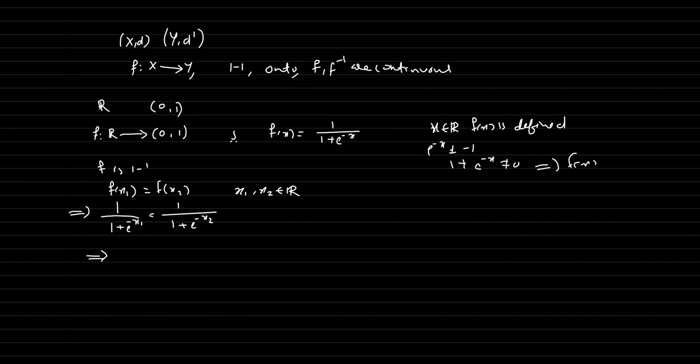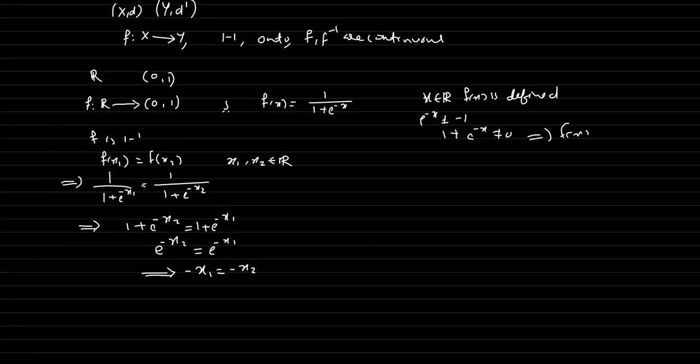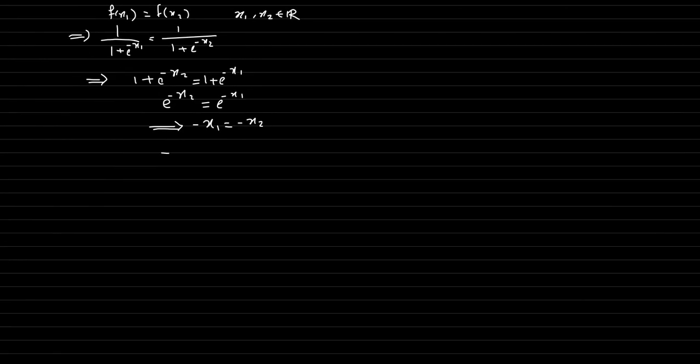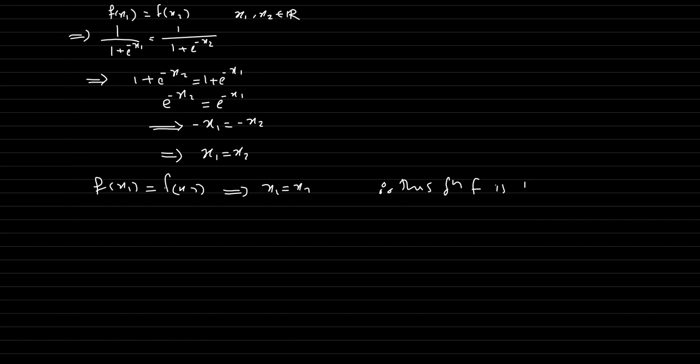And this implies 1 plus e raised to minus x2 is equal to 1 plus e raised to minus x1. So e raised to minus x2 is equal to e raised to minus x1, which implies minus x1 equals minus x2 by taking logarithm on both sides. And this implies that x1 equals x2. So f of x1 equal to f of x2 implies that x1 equals x2. Therefore, this function f is one-one.